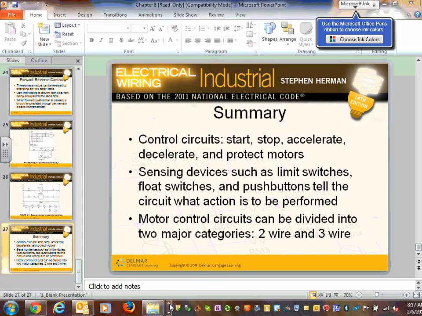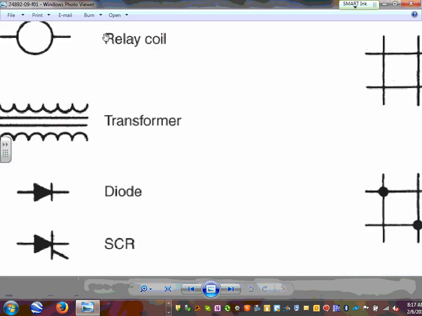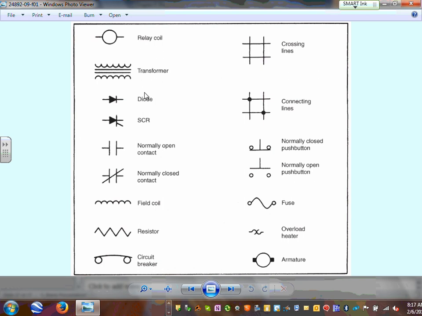Let me see if we missed any of the pictures. I like to always emphasize a few pictures, my friends. Okay, we talked about the diagrams. Here's the coil, the symbol for the coil. Does anybody speak a different language? Derek, do you speak German or Spanish or something?